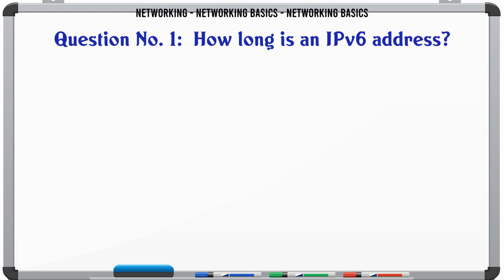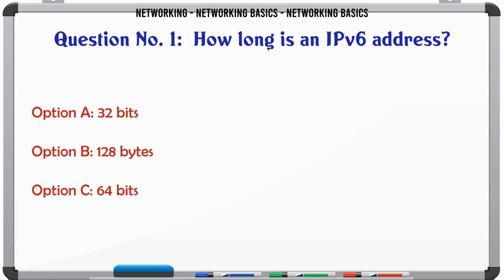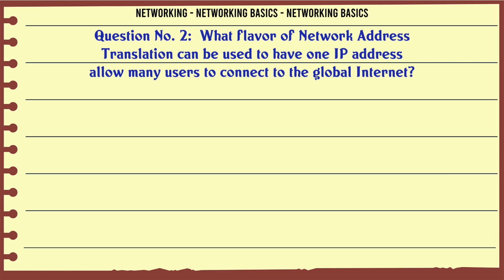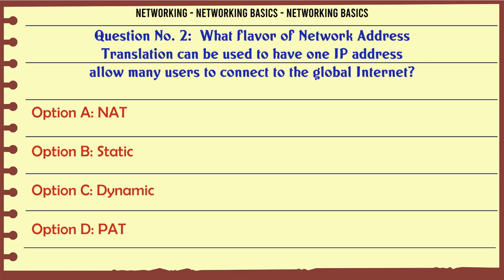How long is an IPv6 address? A. 32 bits. B. 128 bytes. C. 64 bits. D. 128 bits. The correct answer is 128 bits.